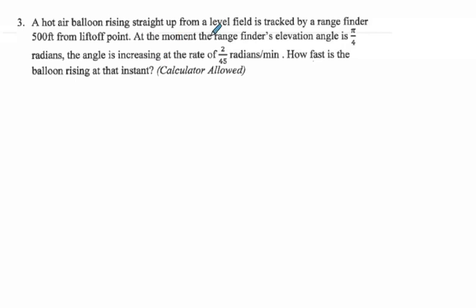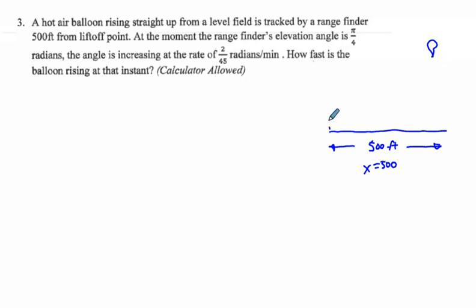It rises straight up from a level field, is tracked by a rangefinder 500 feet from the liftoff point. So here we have 500 feet from a liftoff point. And when we set this up in an XY coordinate plane, we can say x equals 500. And the balloon is going straight up here. So we're going to draw our little balloon again. Here's our balloon. It's going straight up.